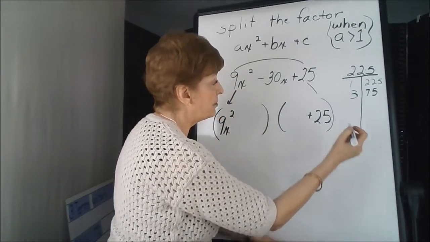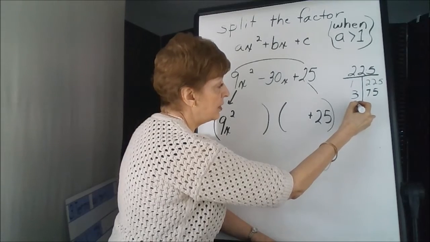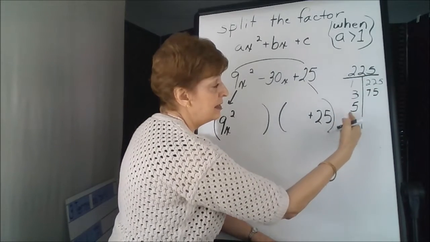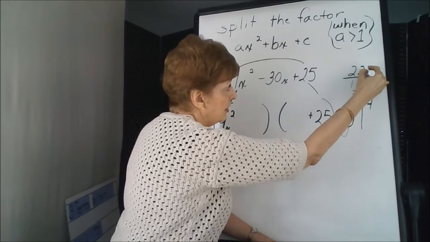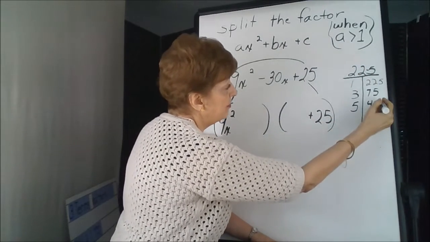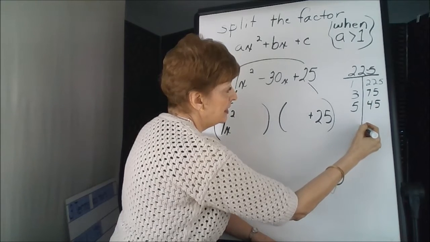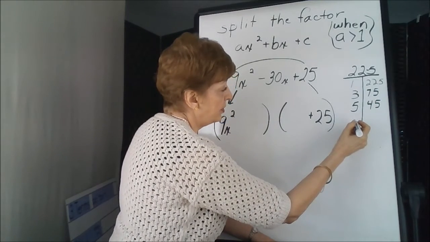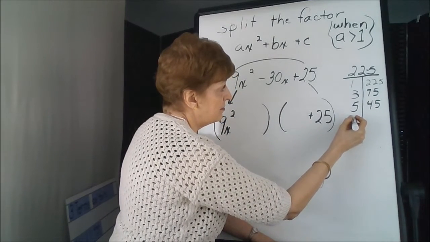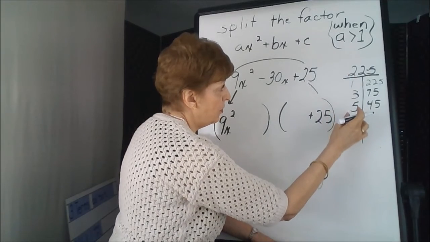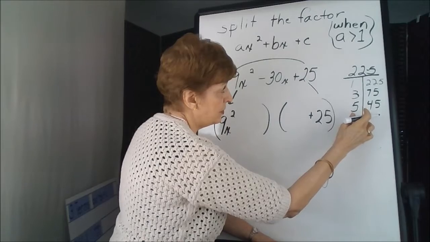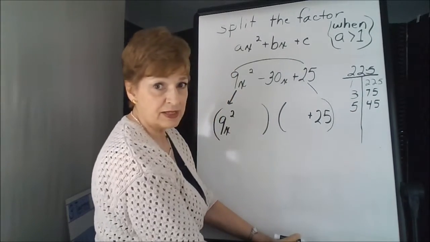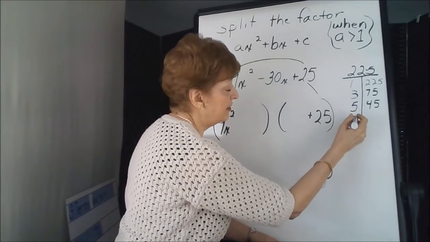4 is not going to work, we'll pass on it. 5 definitely works, it ends in a 5. 5 divides into 22 4 times with 2 left over. 5 divides into 25 5 times. 6 won't work, it's an even number. 7 divides into 22 3 times with 1 left over. That's going to give us a remainder, so I'm passing on 7.